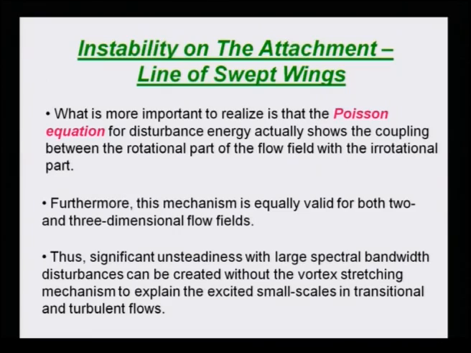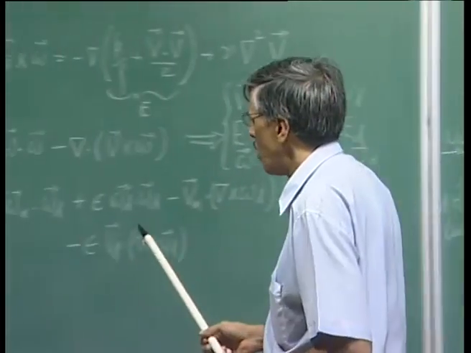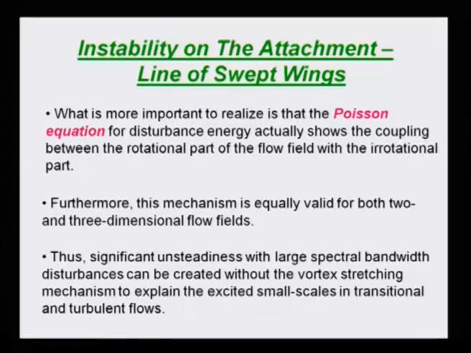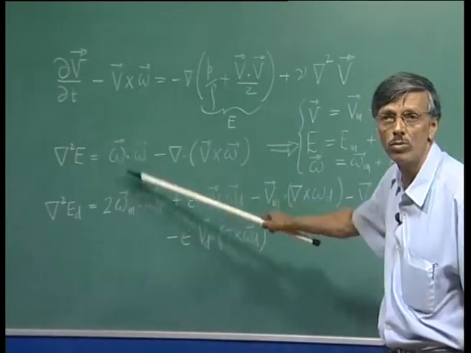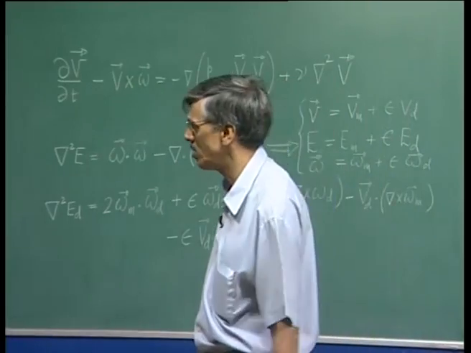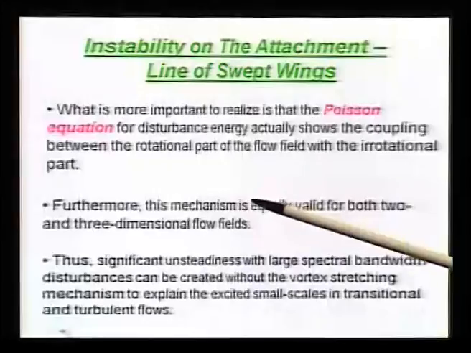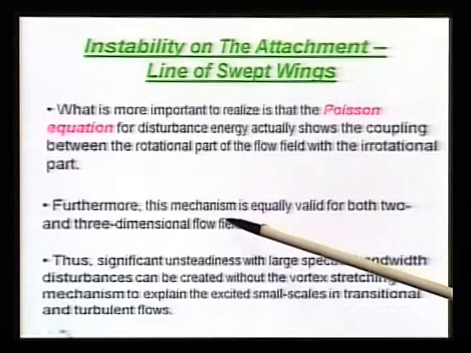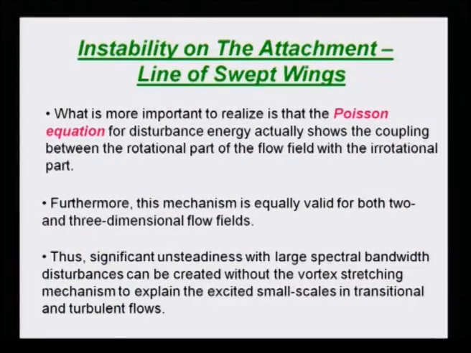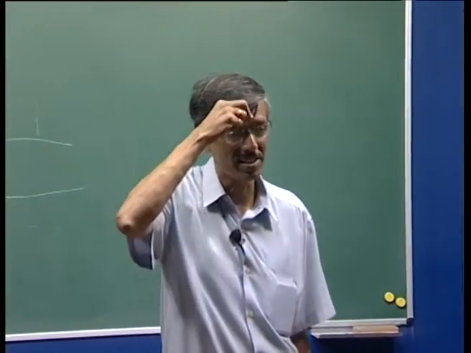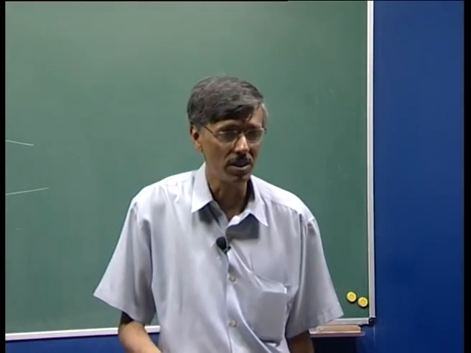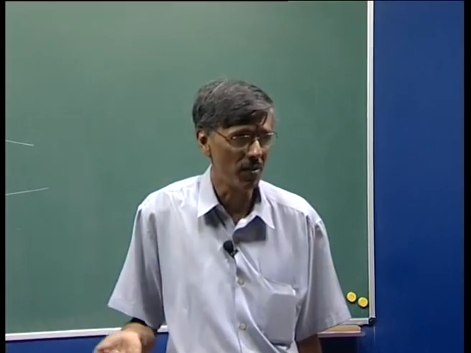So we understand that this Poisson equation that we have written for disturbance energy actually shows the coupling between the rotational field of the flow field with the irrotational part. That is what I explained. This side shows you the irrotational part, this side shows you the origin from the rotational part. And this was also a very important point to note, that this mechanism of creation of disturbance energy does not depend on dimensionality. Whether we have a two-dimensional flow or a three-dimensional flow, this mechanism remains valid.